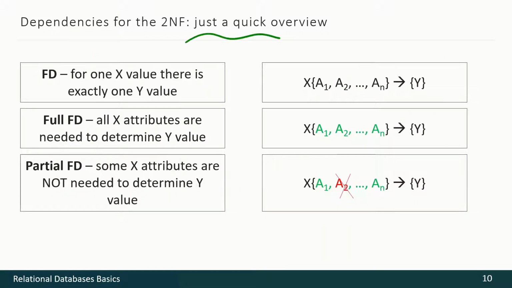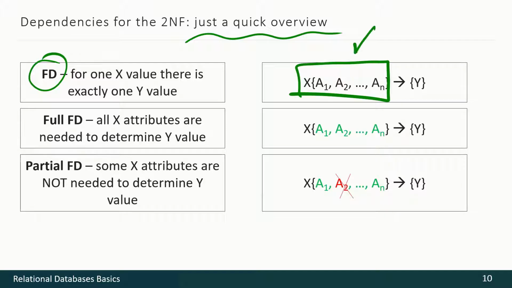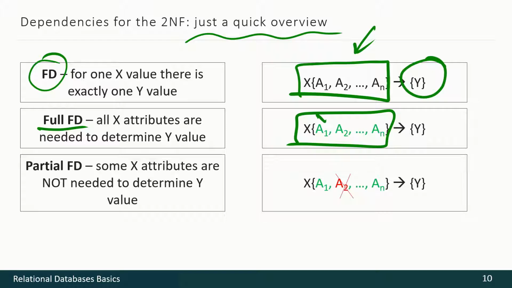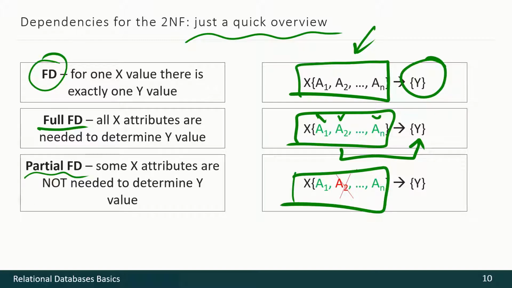And just a quick overview and reminder. With functional dependency, we have a set of values, and for each value of that set of values, we have the same result. With full functional dependency, we have a set of values, and we absolutely have to have all those values in order to detect the result. But with partial functional dependency, we can easily omit something from that set of values, and we will still be able to detect that final result.